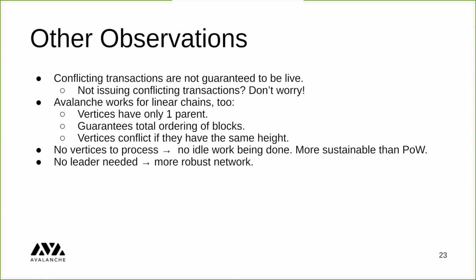Another observation is that Avalanche works for linear chains too, right? You just do almost the exact same thing as before, except you restrict that a vertex only has one parent. So Avalanche is kind of more general than this, but you can restrict that vertices only have one parent, and that gives you a total ordering of vertices, or blocks if you want to call them at that point. You get a linear chain out of it, and that can be nice for certain applications. If you want to know, like, this came before this for every pair of transactions.